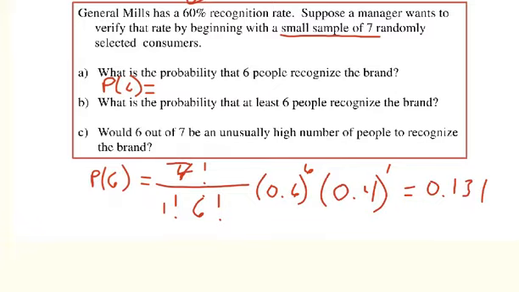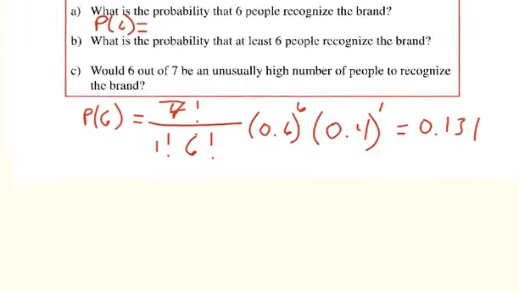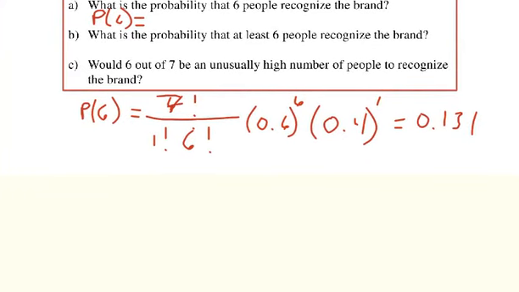Now let's go on to part B. What is the probability that at least 6 people recognize the brand? That means we have to consider 6 and 7. And if there were more trials, we'd have to consider 6, 7, 8, 9. But since there's only 7 trials in this case, we have to consider 6 and 7. So the probability that 6 people recognize the brand and the probability that 7 people recognize the brand. And finally, we'll add those together.